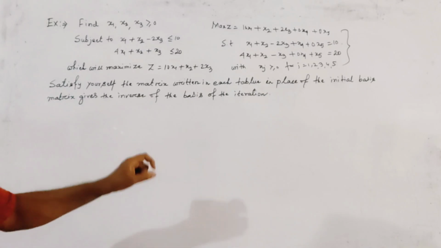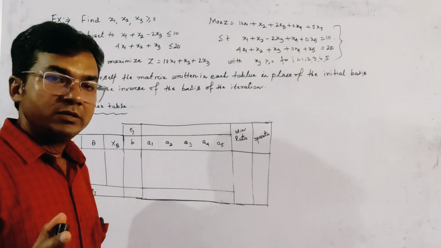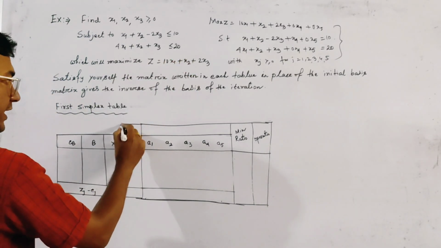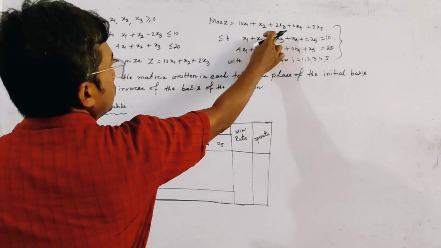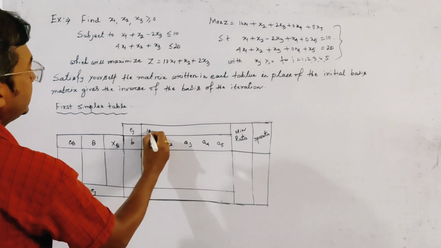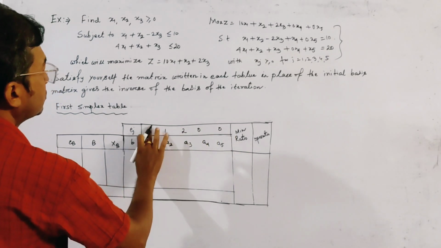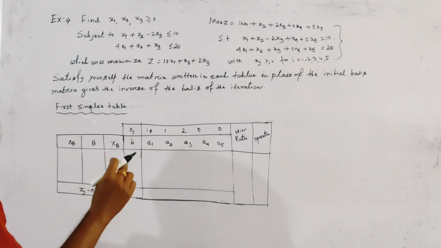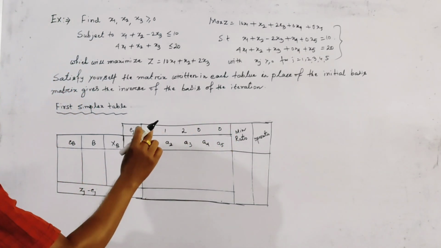This is the standard form of the LPP. Now we draw the first simplex table of this problem. First we fill the first simplex table from the given problem. We first fill the row of Cj, that is the row of the cost vector, which is given by 10, 1, 2, 0, 0. This is the cost vector, right?